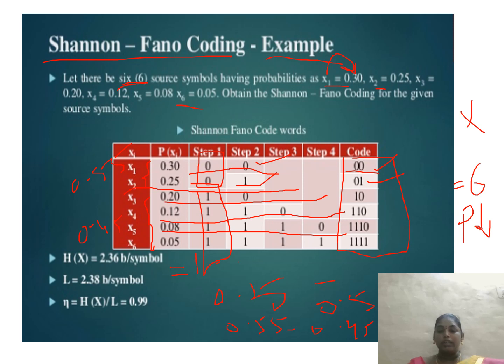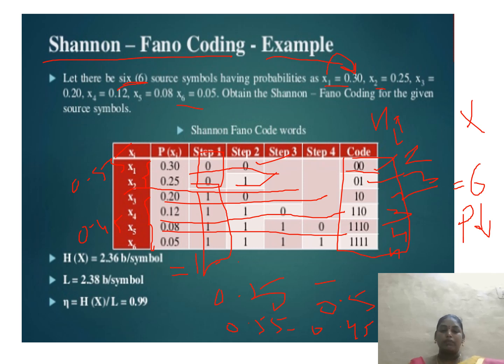Then we need to write the length of each code word, that is, how many bits we have in the code word. Here we write the length as 2 bits, then 2, the third also 2, then 3, then 4, and the last one is also 4. So first we get the number of bits, that is the length of the code word, denoted by ni.